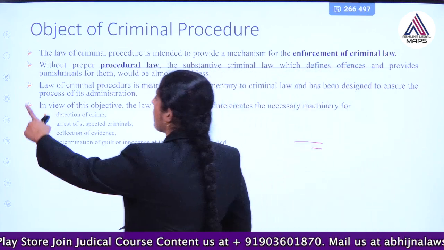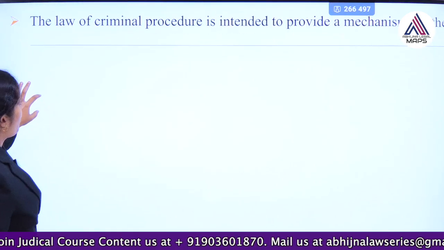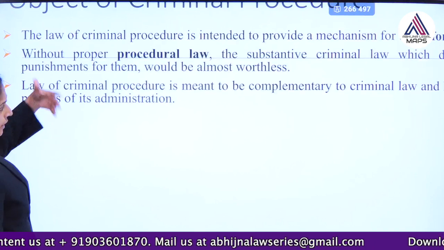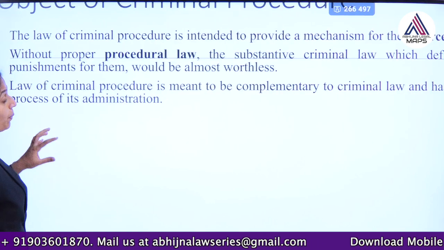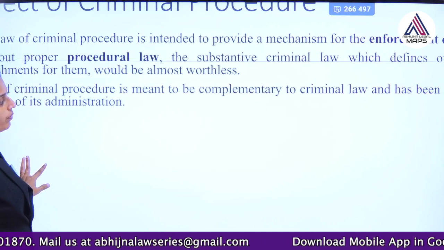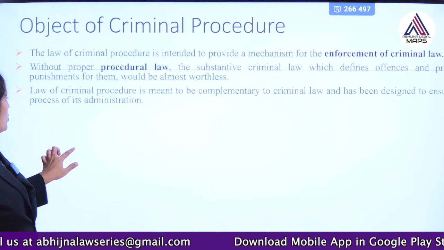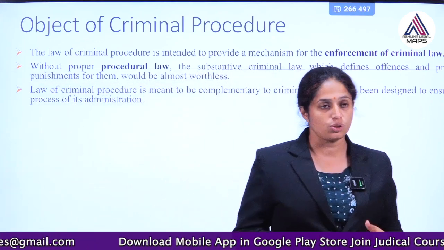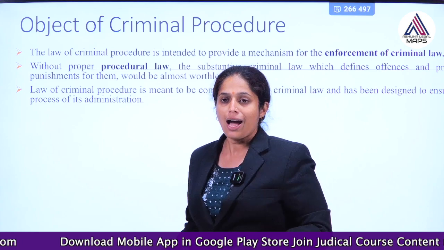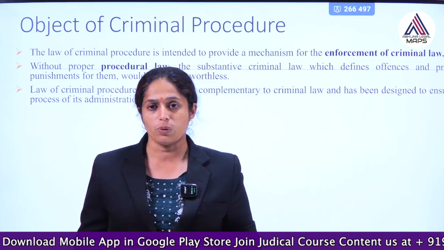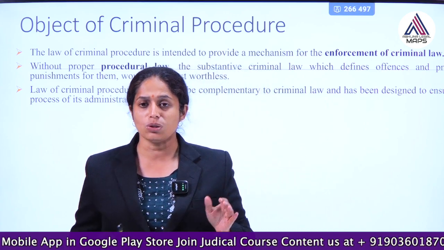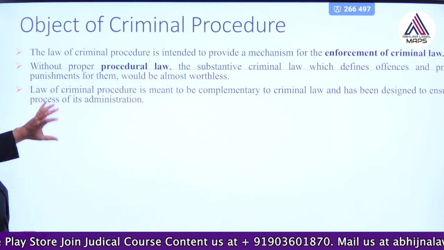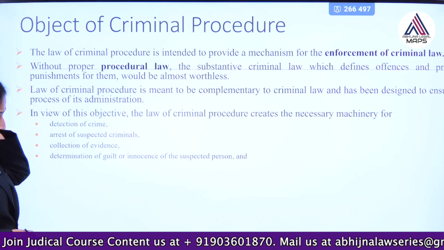Then comes, if I have to zoom it and show it to you, see here, the next object is, the law of criminal procedure is meant to be complementary to criminal law, right, and it has been designed to ensure the process of its administration. So, it shows how should be the administration of different criminal courts, and how should an offence be brought into that particular court. It says regarding all these things. So, those are complementary to the criminal law and it has been designed as such. Okay. So, this is the law of criminal procedure, and the next object is very important.